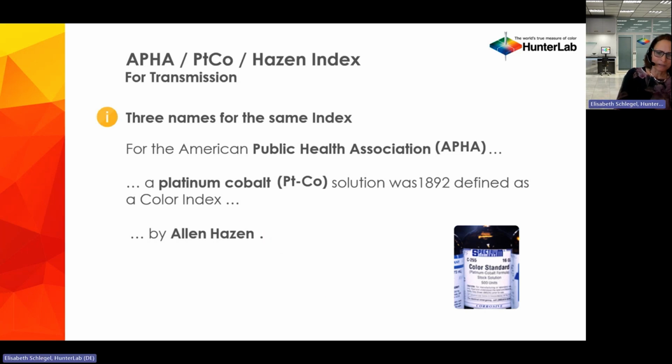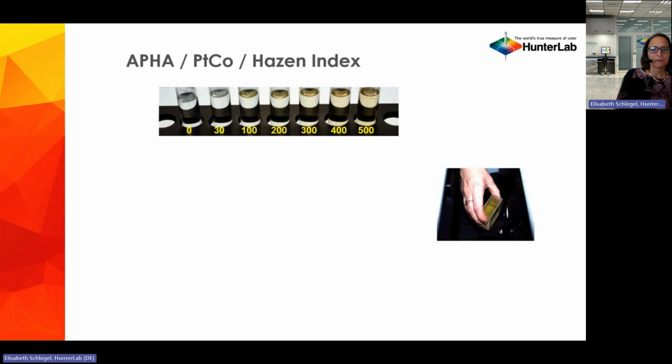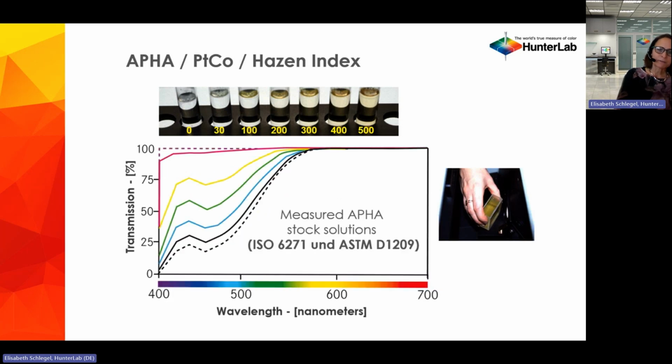If we have a look at where it can be used, it can be used for very slightly colored solutions. Here 0 is clear water, and it goes up to 500. There you can see a yellowish tint, but this already gives the number 500, and you have very slightly colored solutions for the lower numbers. Just to show you the spectral plot here, you can see we have nearly colorless solutions, and it goes to slightly colored yellow solutions.